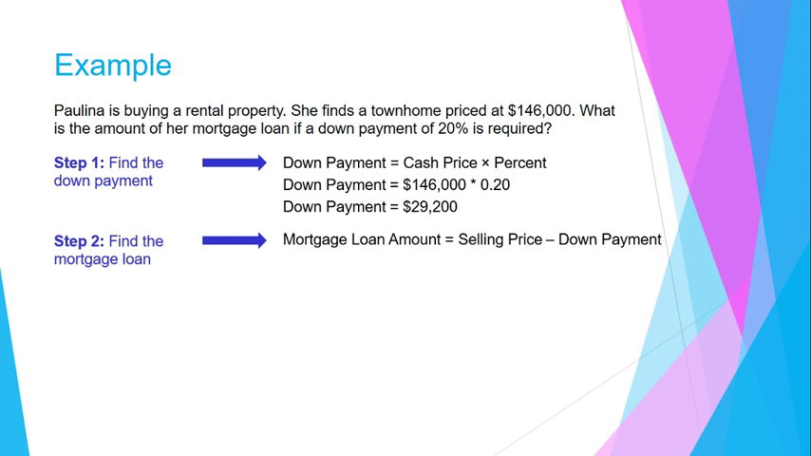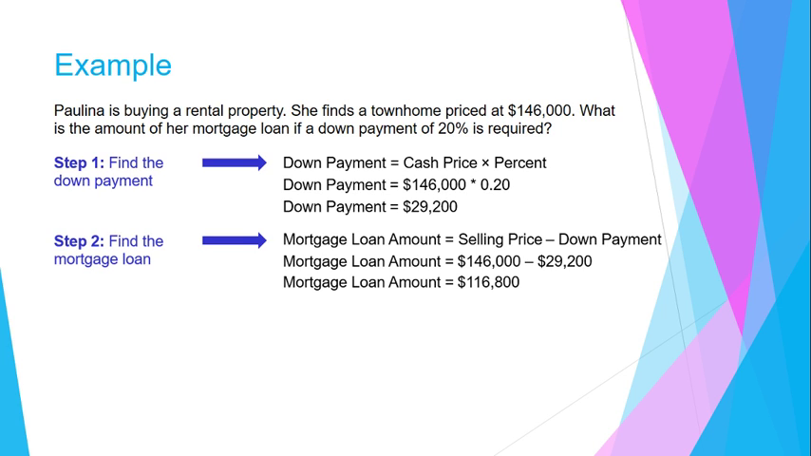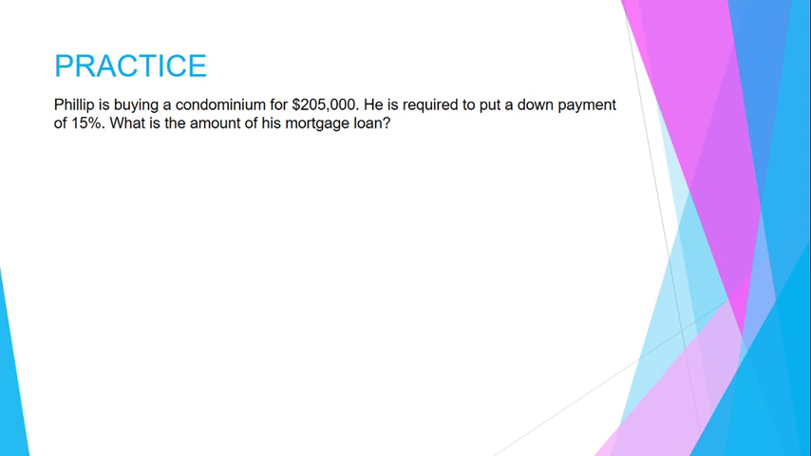Next step, we need to find the mortgage loan. That's subtracting the down payment from how much the townhome is priced for. That is $146,000 minus down payment of $29,200. That means Paulina's mortgage loan amount will be $116,800. All right. I want you to try one out on your own really quick. I want you to pause the video and then resume it when you have your answer.